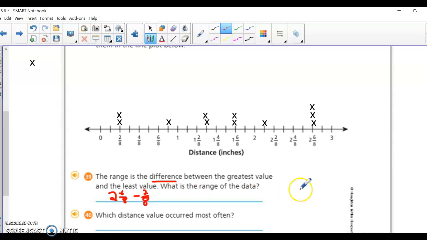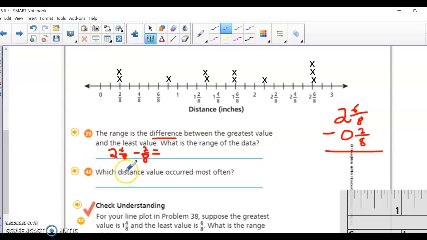2/8. Okay, so you can set it up on the side just like the problems you were doing on the last page as well. 2 and 6/8 minus 2/8. Or you could even think of it as 0 and 2/8, right? Figure out what that is. And whatever you're left over with is your answer.